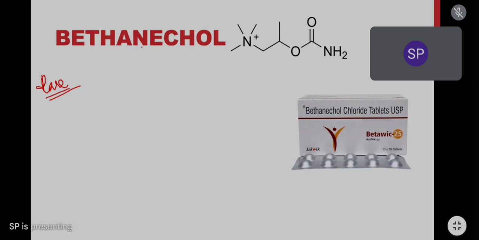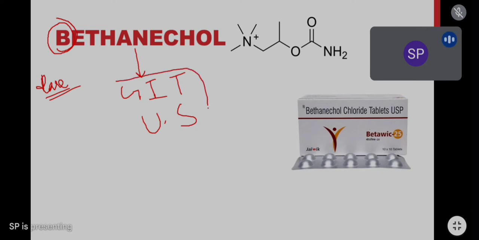See, acetylcholine was having unspecific actions. But bethanechol has a difference. The difference between bethanechol and acetylcholine is, bethanechol has specific actions on the GI tract and on the urinary system. Very, very important point to remember, the difference between acetylcholine and bethanechol. Bethanechol has GI tract and urinary system specific actions. It will act mainly on the GIT and on the urinary system.